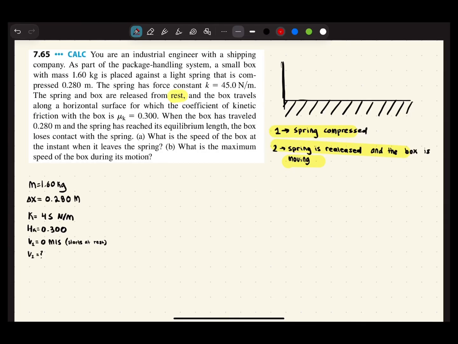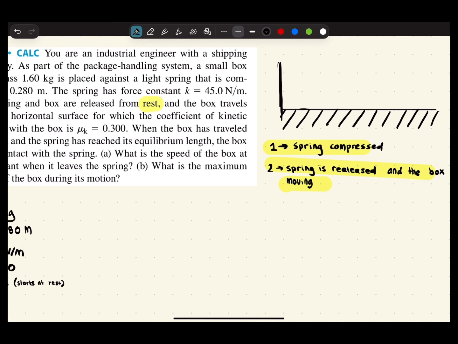You are an industrial engineer with a shipping company. As part of the package handling system, a small box with mass 1.6 kilograms is placed against a light spring that is compressed 0.280 meters. Okay, let's draw this.